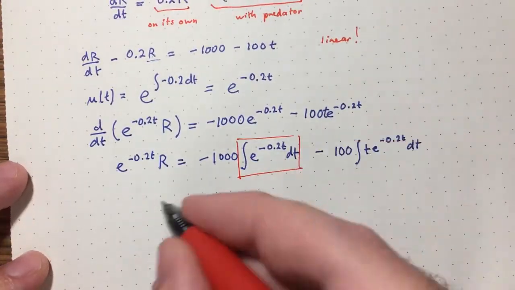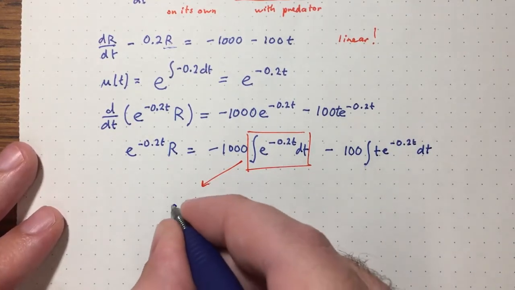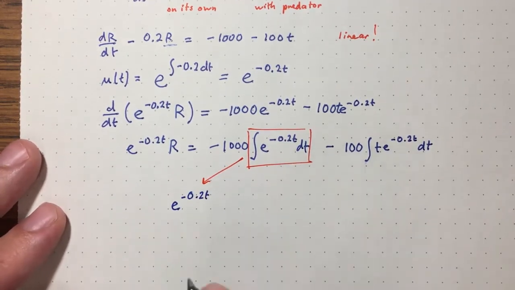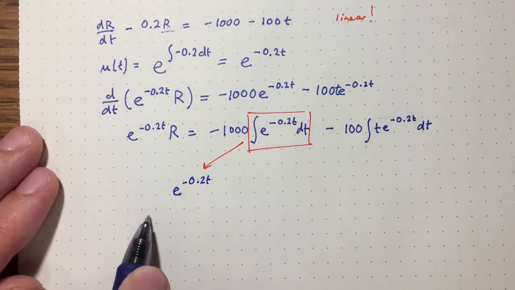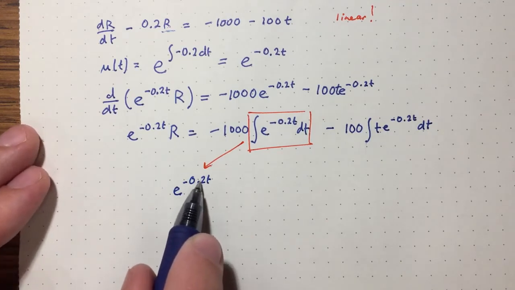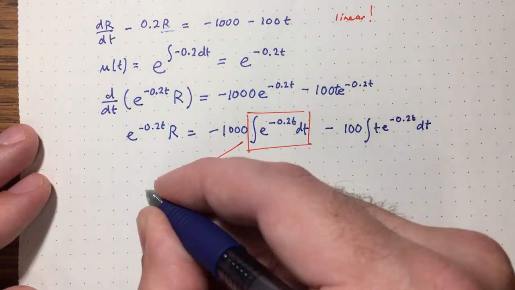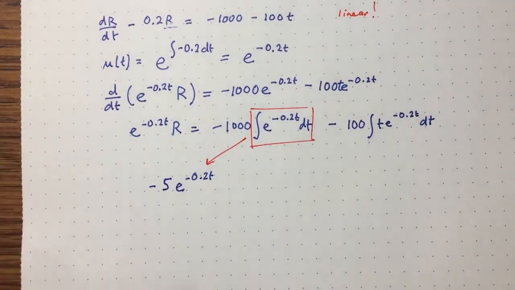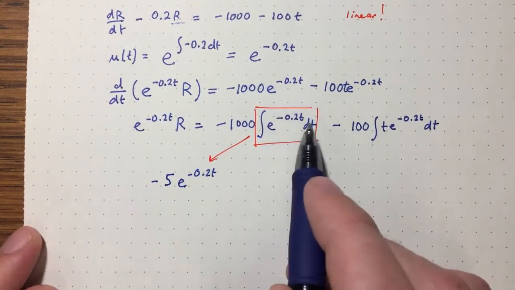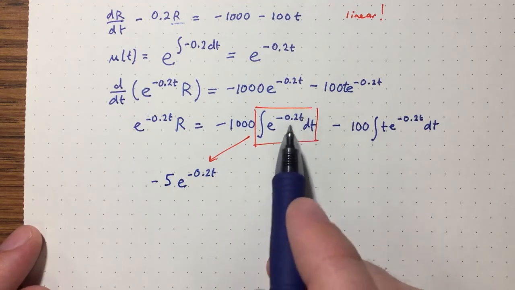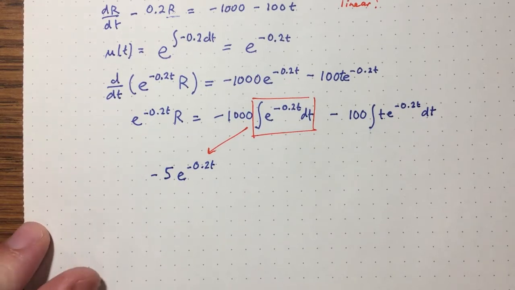So this integral here is just going to be e to the negative 0.2 t, but then out here I need to have 1 over negative 0.2 in order to cancel this out from the chain rule. 1 over negative 0.2, that's actually negative 5. So that's going to be the integral there. If you'd like, you can do a substitution. Substitute u equals negative 0.2 t, and du is negative 0.2 dt. But we get this from that integral.